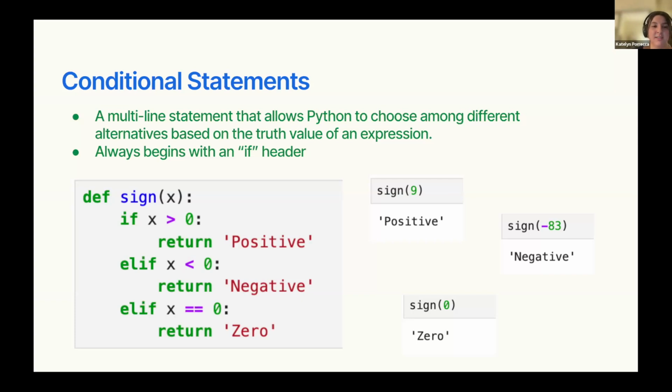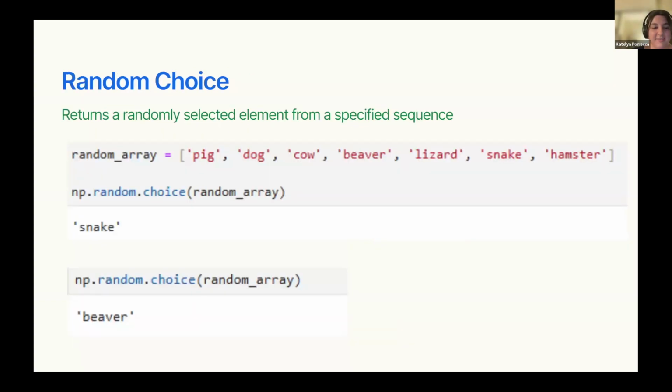There will be a question regarding, I think, types of pizza in Lab 5 that you'll see, so make sure you take note of this type of function. Random choice is also going to be used for the pizza, and it returns a randomly selected element from a specified sequence. You can see I created an array, a list of names of animals, and used np.random.choice on that array, and it printed snake out of the list.